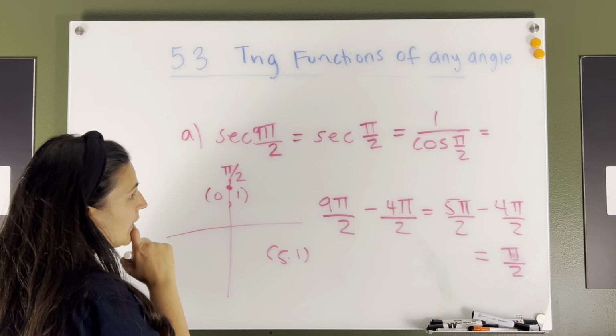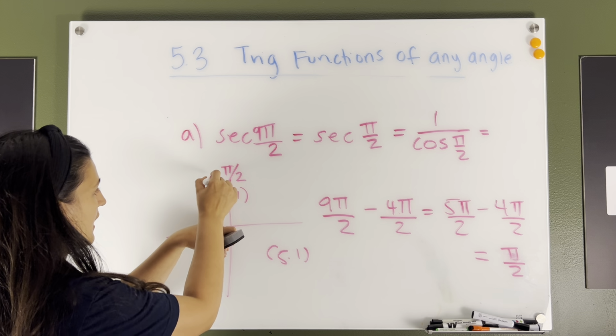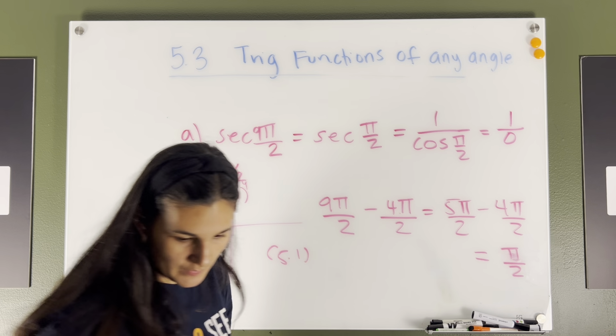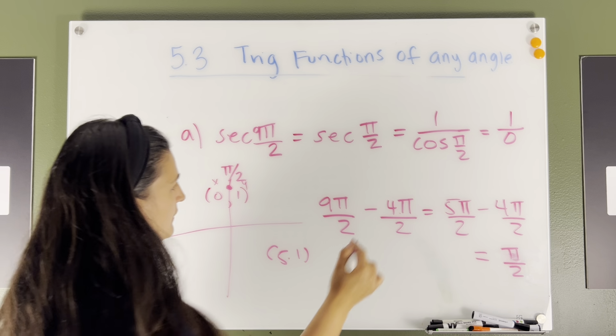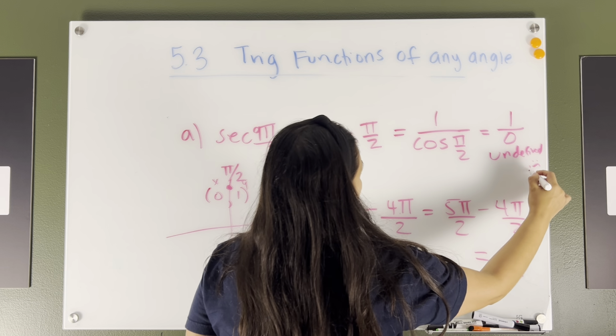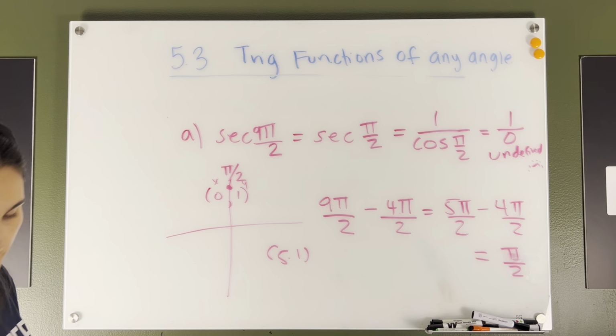And so that means that cosine is the x value, which is 0. So it's going to be 1 over 0. Oh no, that's not good. What is 1 over 0? Undefined. Alrighty. At least we tried.